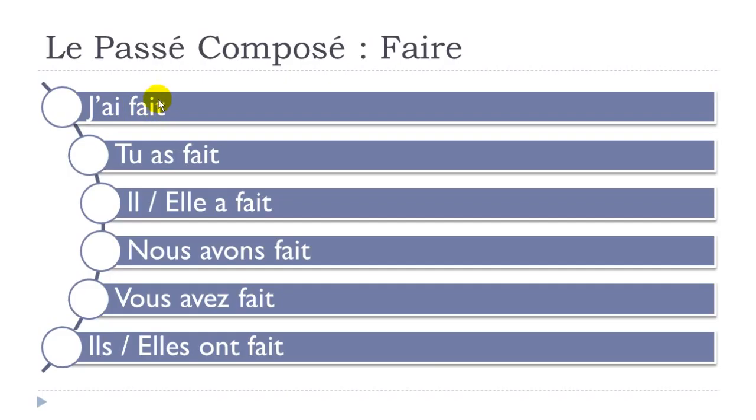J'ai fait. So remember, final T is not pronounced. J'ai fait. Tu as fait. Il a fait. Elle a fait. Nous avons fait. Little link between the two. Nous avons fait. Same thing here. Vous avez fait. And same thing here. Ils ont fait. Elles ont fait.